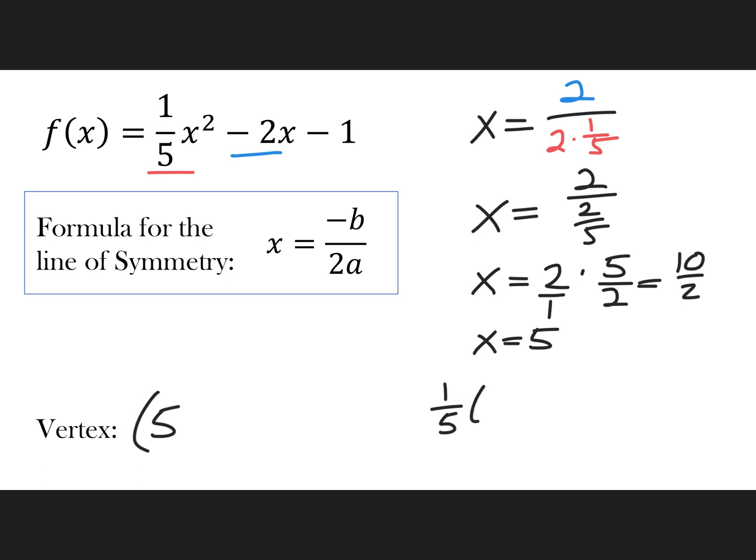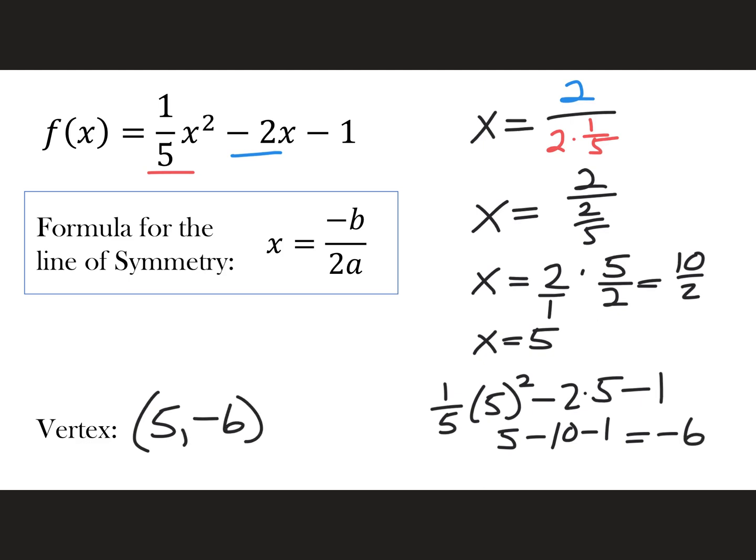1/5 times 5 squared minus 2 times 5 minus 1. Well, 5 squared is 25, so 1/5 of 25 is 5. Minus 10 minus 1. So 5 minus 10 is a negative 5. Minus 1 gives me a negative 6. So there's my vertex, 5, negative 6.